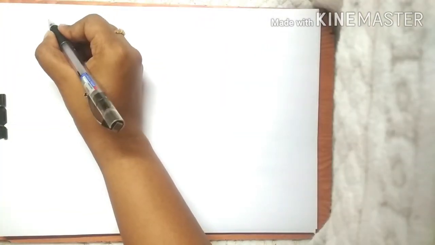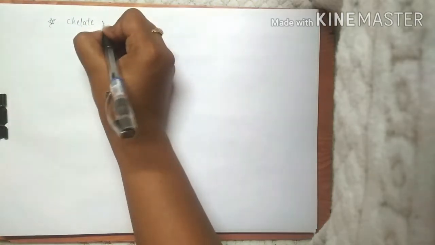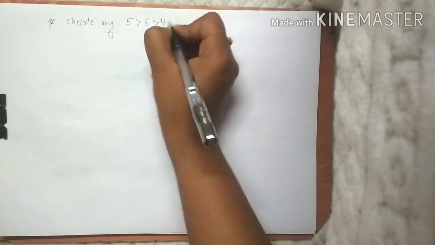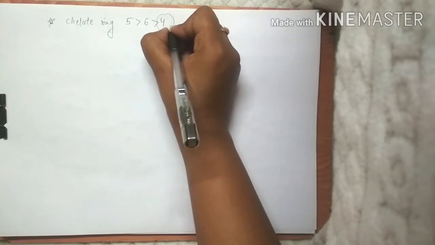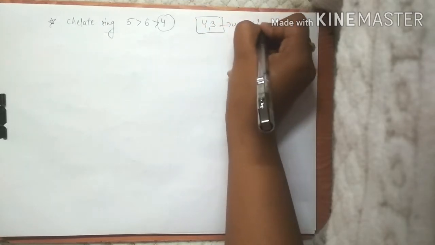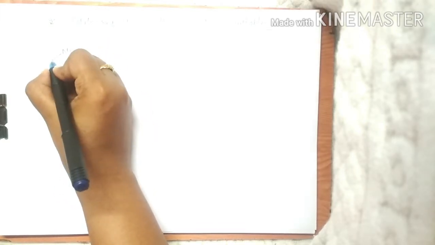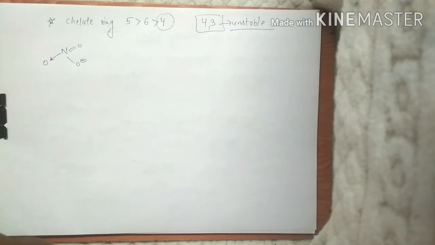So now moving on, if you remember, I had star marked one point that in case of chelate rings, 5-membered rings are most stable, followed by 6-membered rings, followed by 4-membered rings and 3-membered rings. 4 and 3-membered rings are very unstable rings. Okay, so always remember that. So if I take an example of a ligand which is NO3 negative, like this.